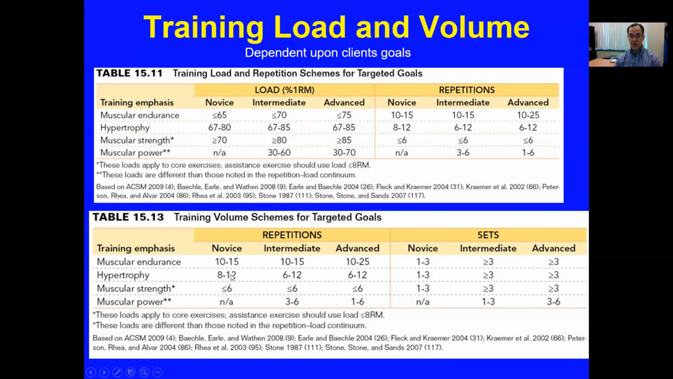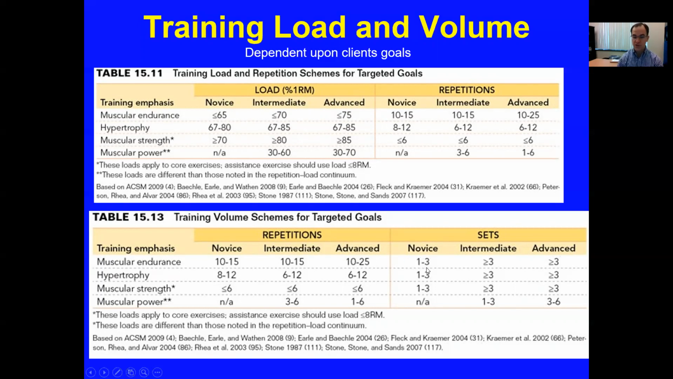Now for the training volume, how would that work? So you have the same idea in terms of repetitions. You basically are taking this part of this table and moving it down here. And then what would that translate to in the number of sets? Well, again, using that muscular endurance example, a person doing 65% of 1RM translates to 10 to 15 repetitions, and they would do anywhere from 1 to 3 sets.